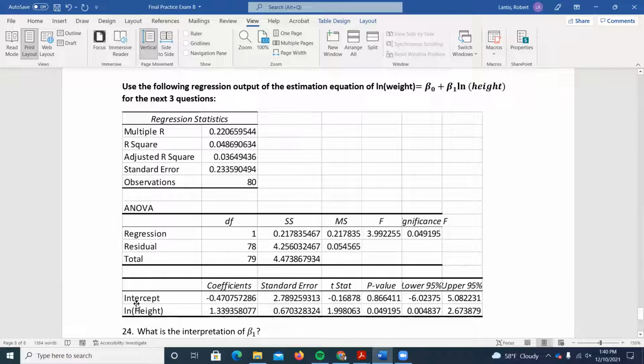So here, a 1% change in height would change the expected weight by 1.3%, right? I don't have to move that decimal at all. Everything's just in percentages, okay? Any questions on that?